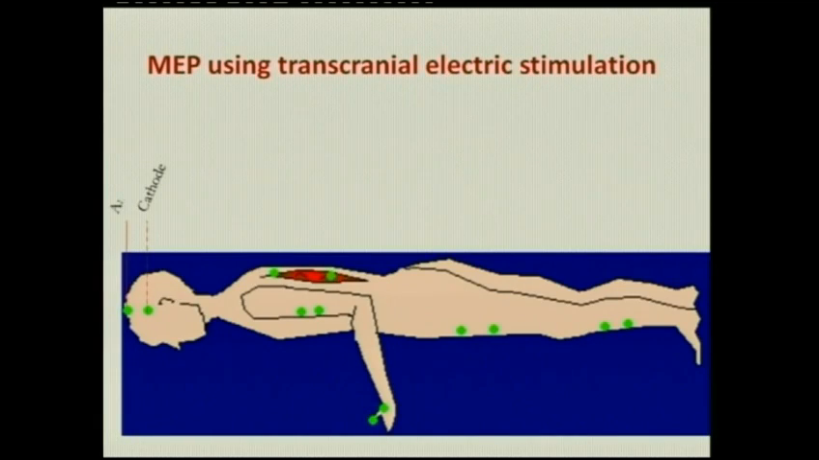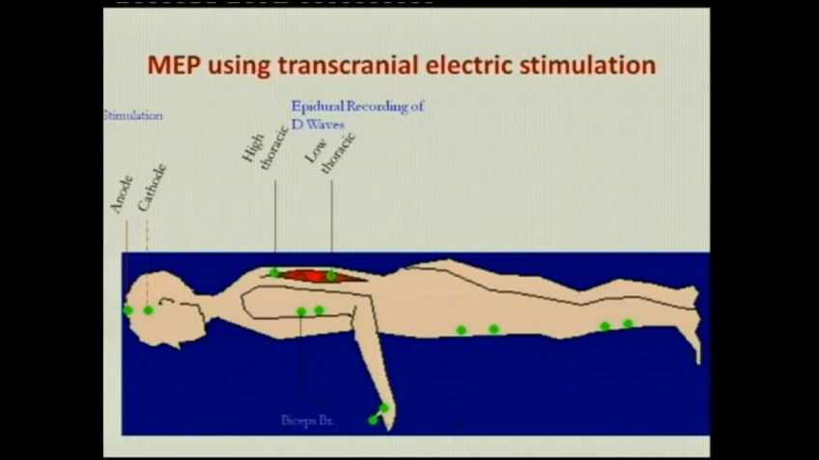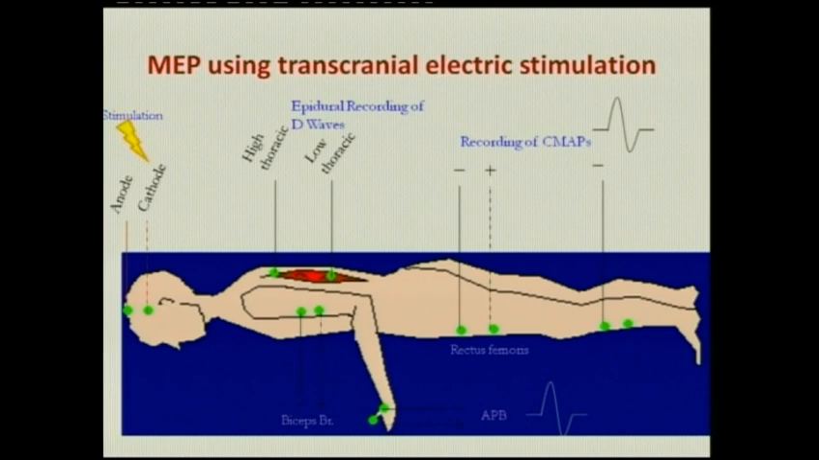Here is an example of how we do the test. This is a schematic diagram. You stimulate the cortex, and we have an anode and a cathode. Anodal current is better than cathodal, but you can reverse the stimulus polarity, as well as give alternate stimulations.